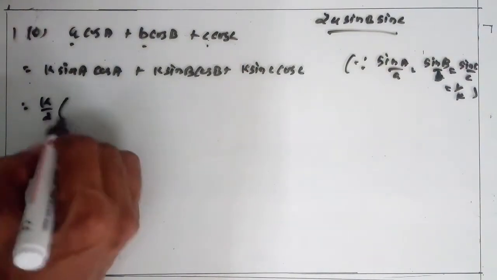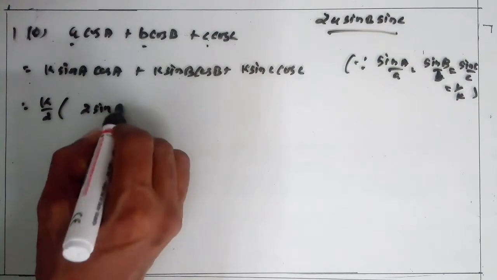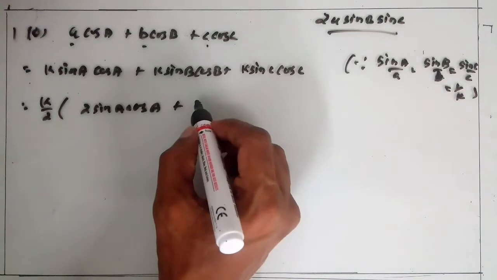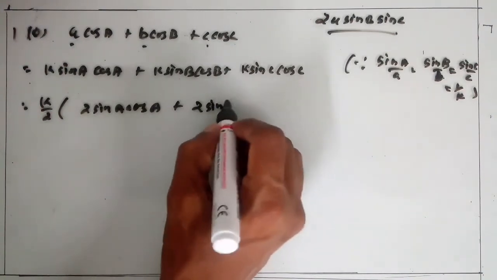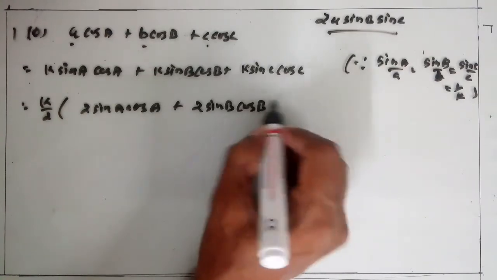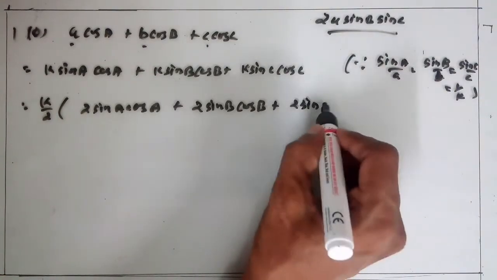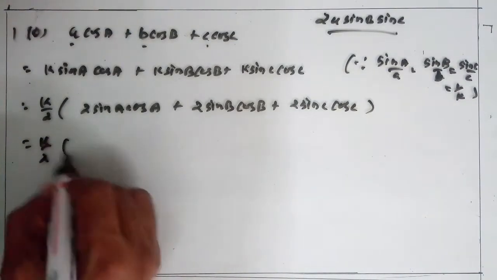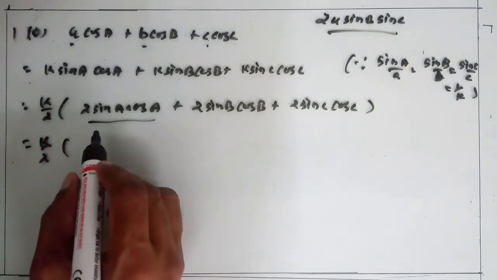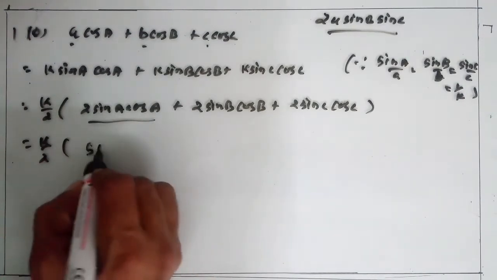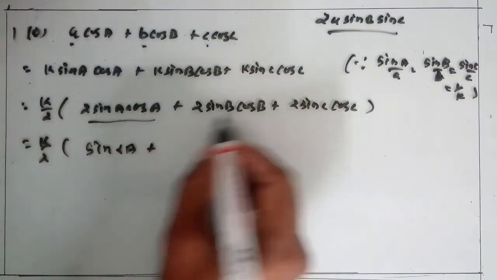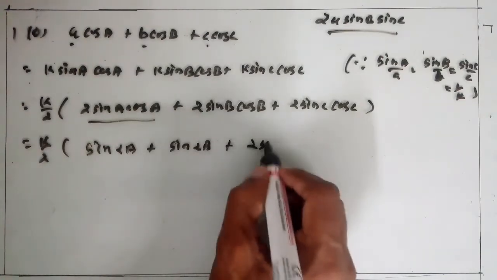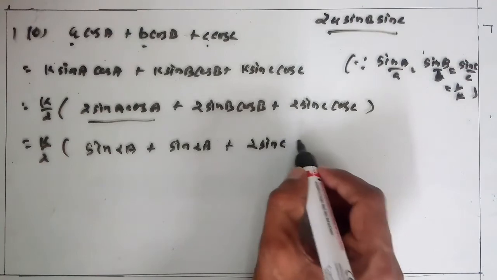So k upon 2 into 2 sin A cos A. Think why we multiply by 2 to each term: 2 sin B cos B plus 2 sin C cos C. So it is equal to k by 2. What is the formula for 2 sin A cos A? sin 2A. Similarly, this becomes sin 2B, and this becomes 2 sin C into cos C.